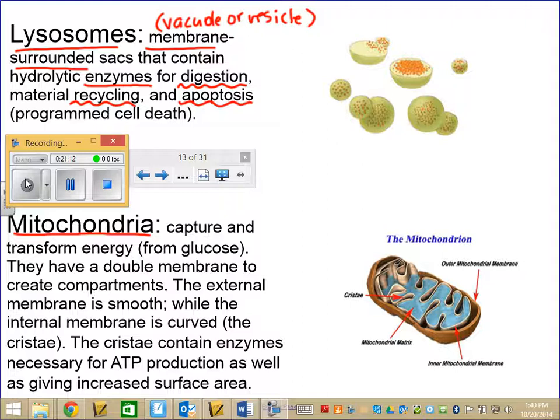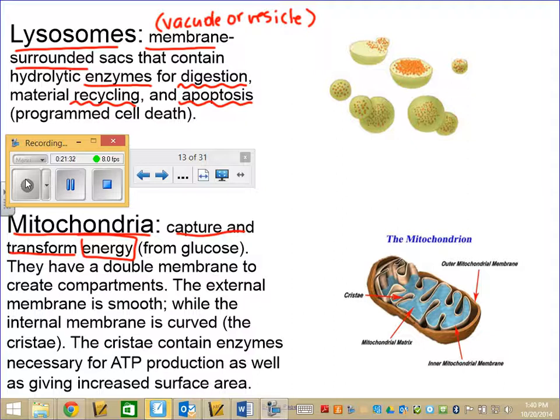Now on the bottom, you have a mitochondria. Well, you have a mitochondrion in the picture, but I'm describing mitochondria in general. A mitochondria's job is to capture and then transform energy. It's getting its energy from glucose.